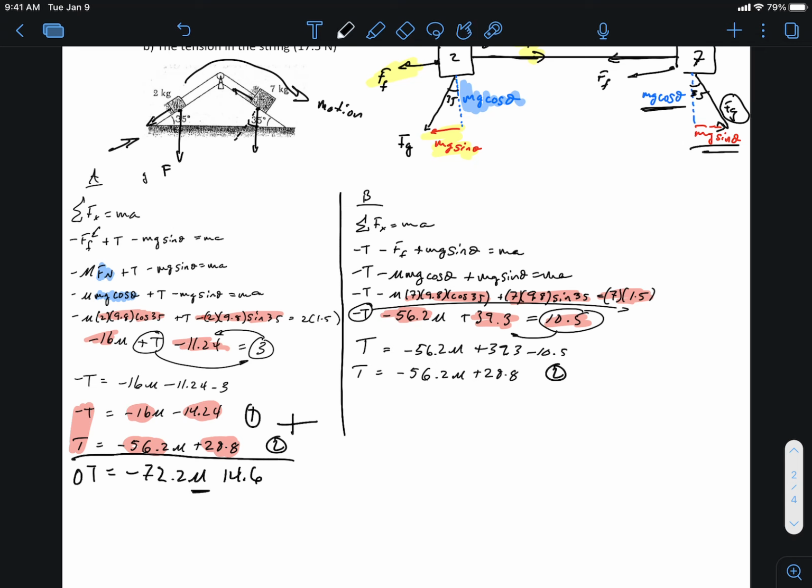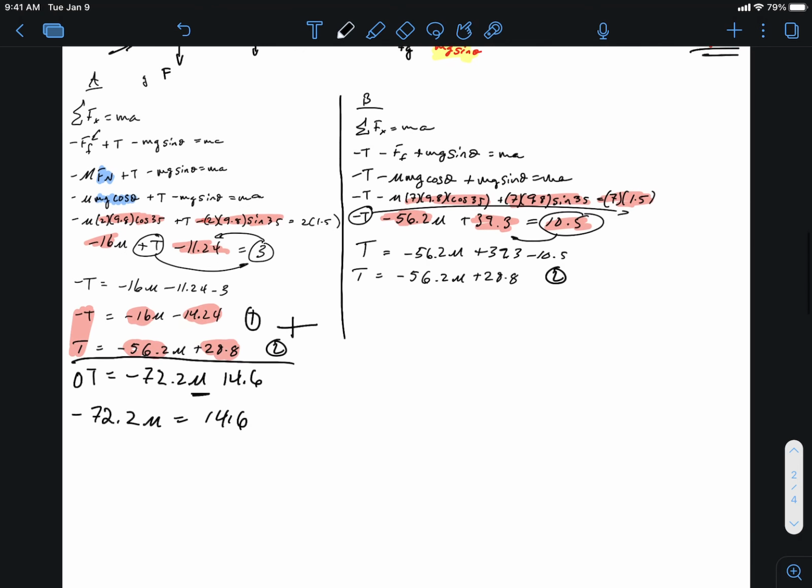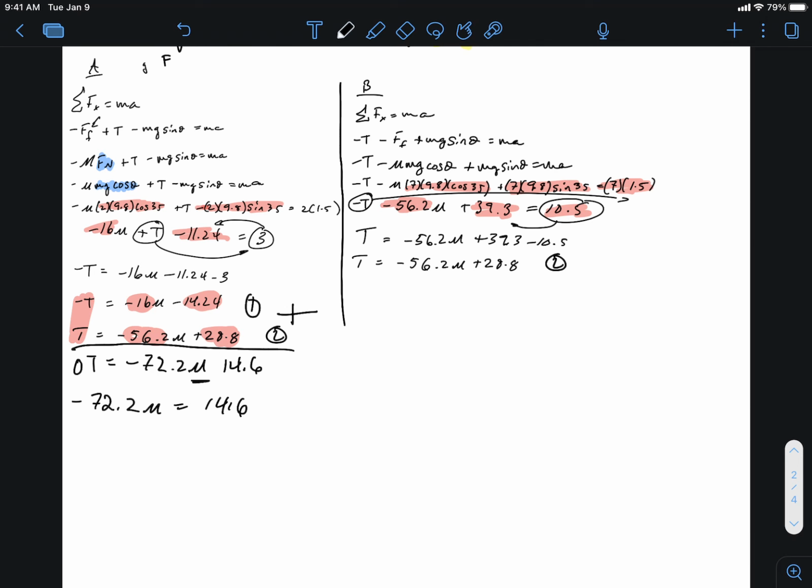That's it, right? So I've eliminated tension. So I just bring this over and I get negative 72.2 mu is equal to 14.6. Well, you guys know how to solve that. You divide both sides by, when I move it over, it becomes positive.